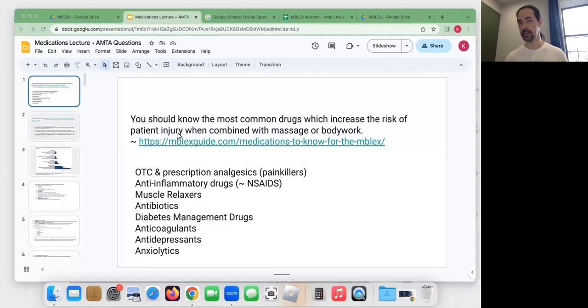In the case of dizziness, the concern on the MBLEx seems to be that that person could lose their balance and fall, which is definitely a real concern.